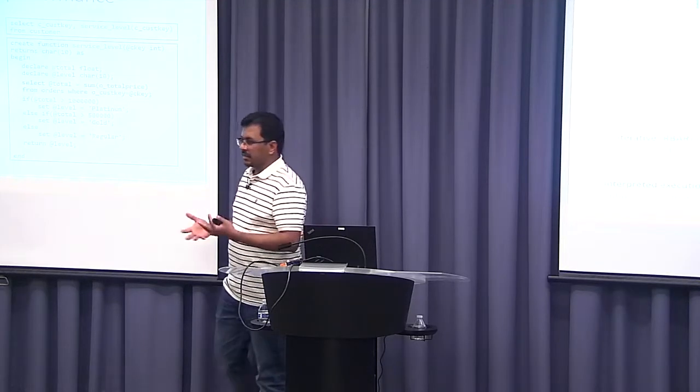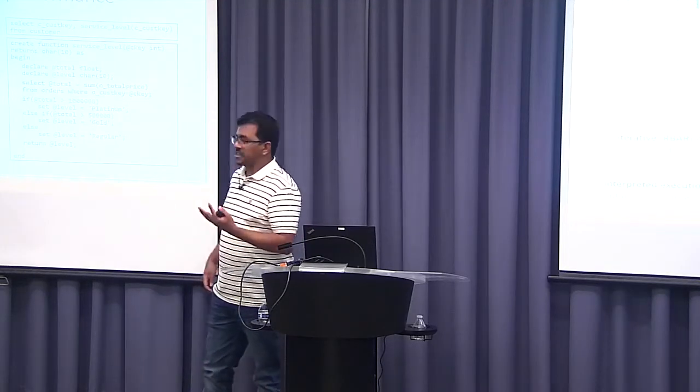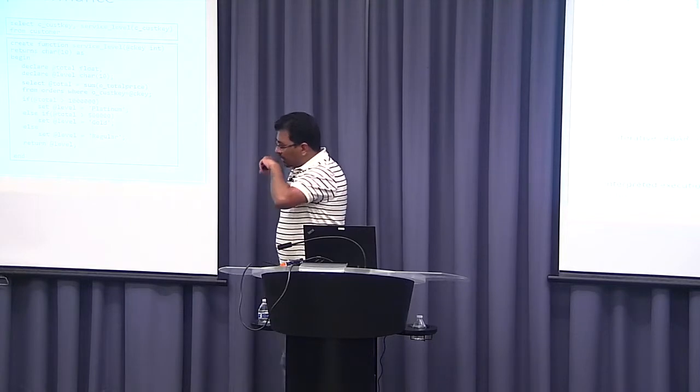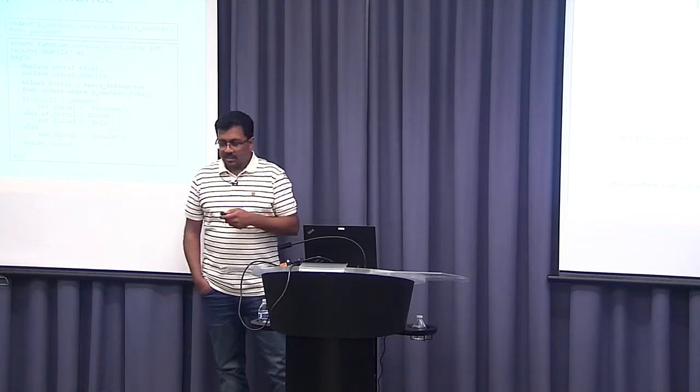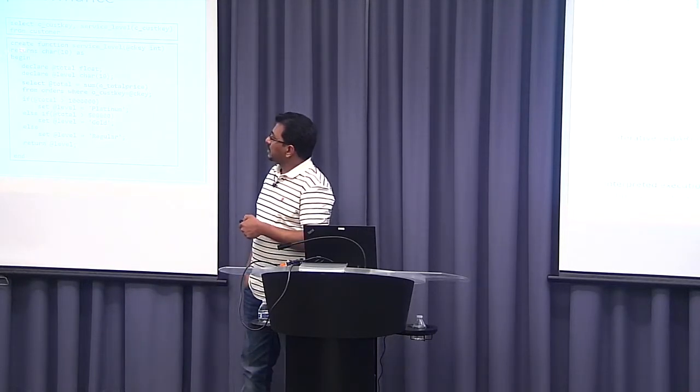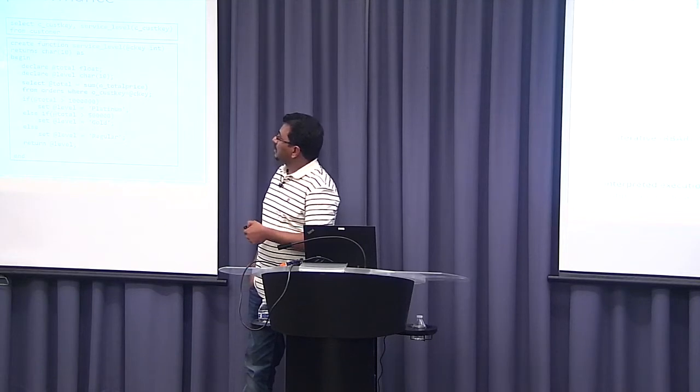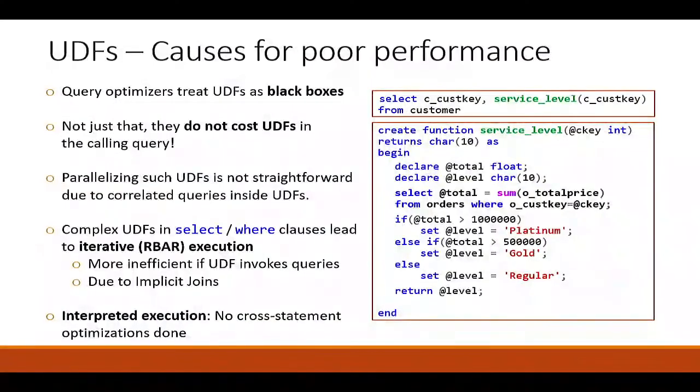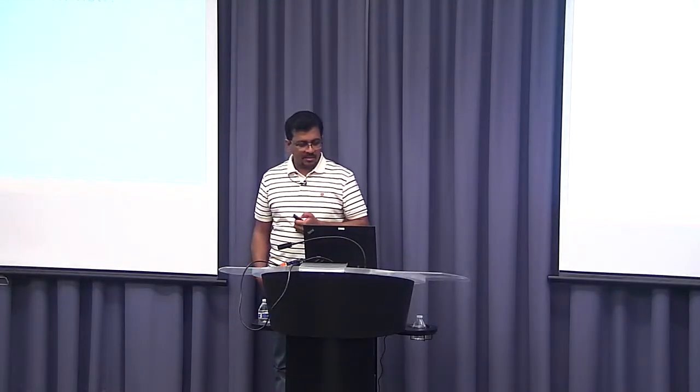As a result, it results in an inefficient query plan. And another point to note is that the way UDFs are evaluated is that for every tuple you call this function, and it basically interprets each statement. So it's like an interpreted execution, and so there are no cross-statement optimizations like what a compiler would typically do on such imperative programs. Right? These are some of the reasons why UDFs are really poor in performance.